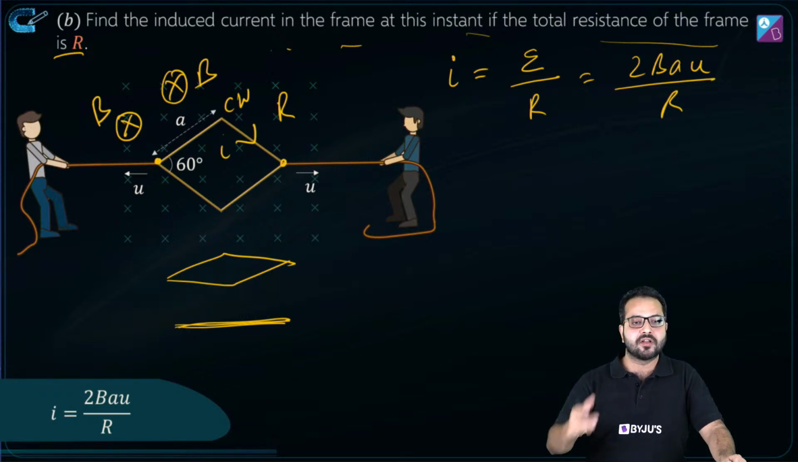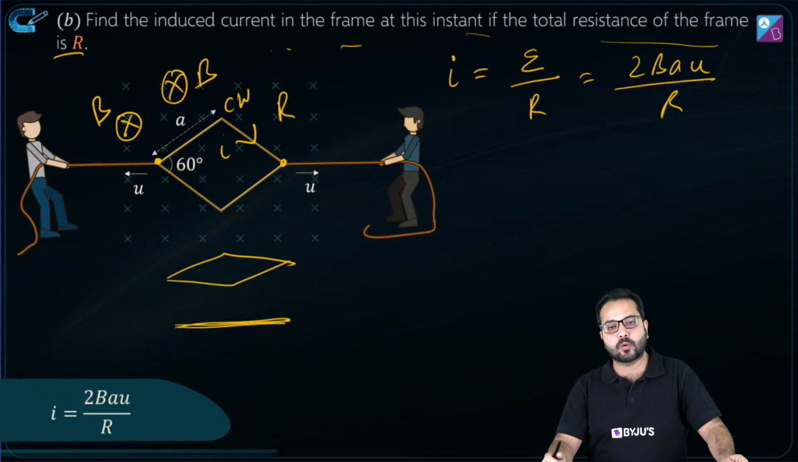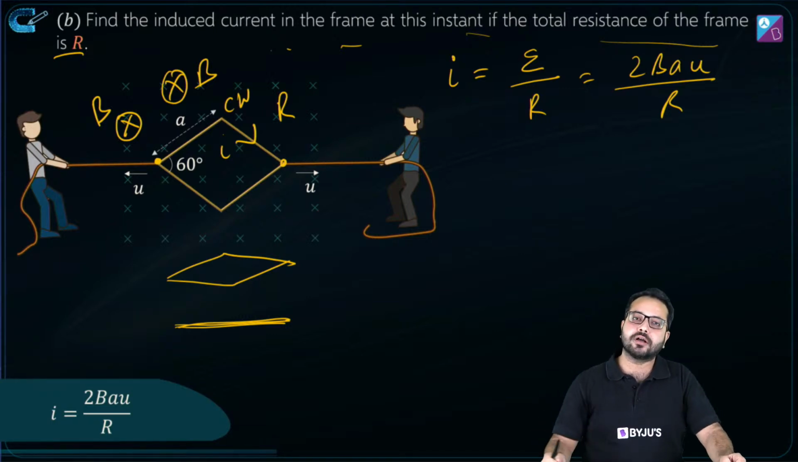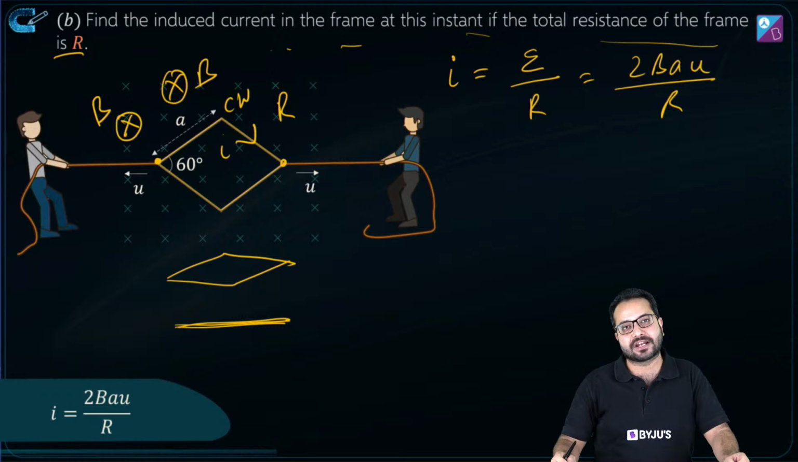Any problem here? Absolutely, Arshita is absolutely right. It is going to be clockwise. Abhinand is right. It's going to be clockwise. So we use Lenz's law in this manner to find out the direction of current.